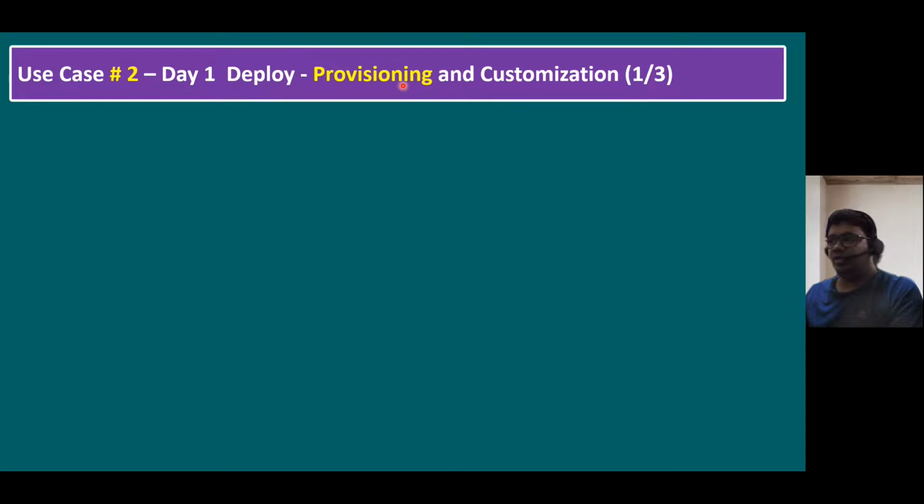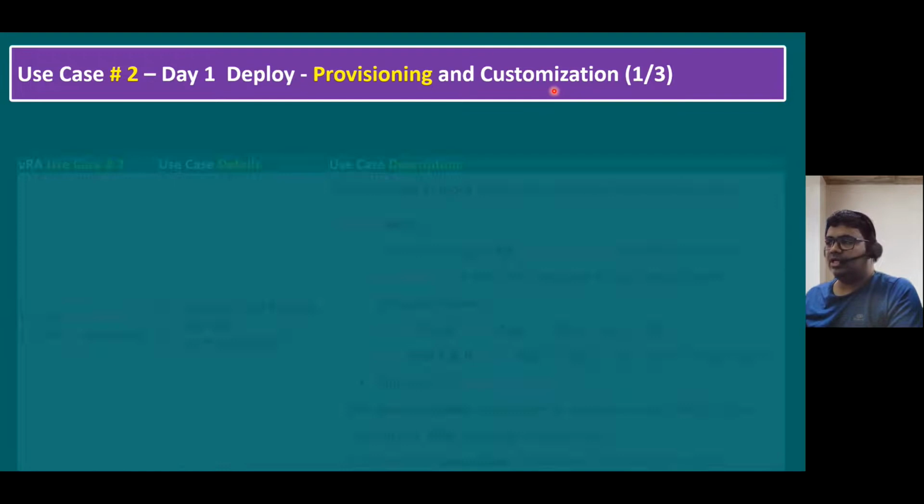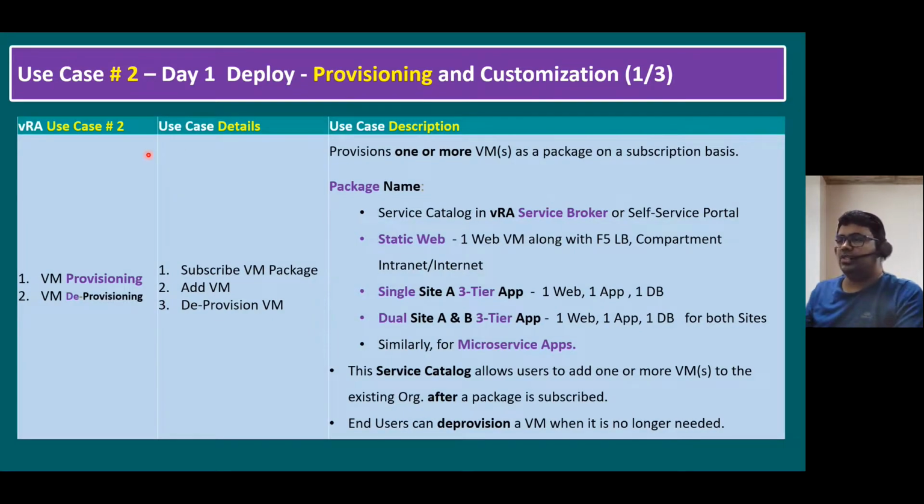Deploy is nothing but provisioning of our infrastructure, virtual machines, because nowadays most organizations are already virtualized. So this is provisioning, and we also understand how we can customize. Customize means you can do whatever customization you want. The common use case is virtual machine provisioning, and our service catalog items will be like subscribe virtual machine package, add virtual machine, and deprovision virtual machine. So within the use case, one of the sub points is virtual machine deprovisioning.